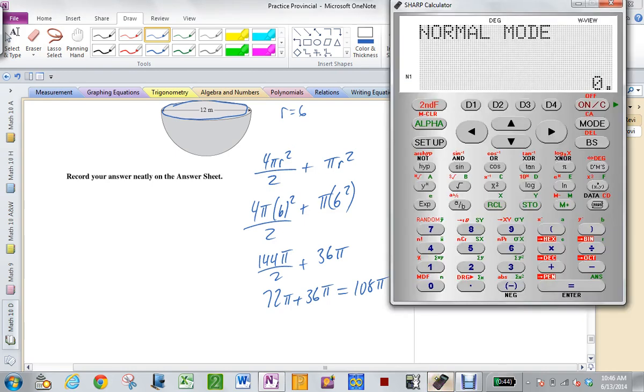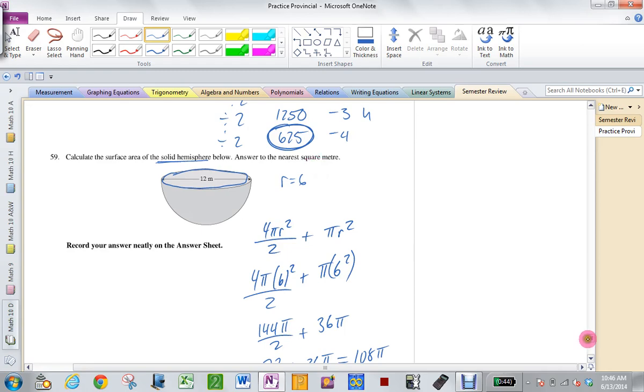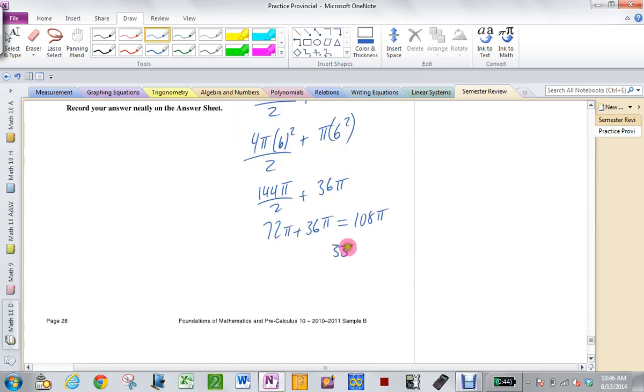Now I go to my calculator. 108 times pi equals 339.29. And the question says nearest square meter. So 339.29, nearest square meter is 339.